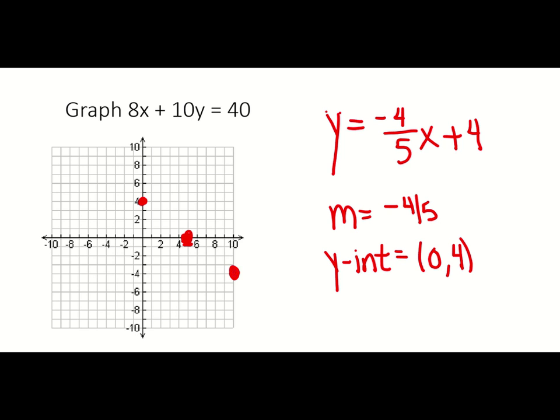Once you have your 3 points, we're going to connect them with a line. And then you have graphed your equation, 8x plus 10y equals 40. So again, this part's review. The new part is being able to write the equation in slope-intercept form.